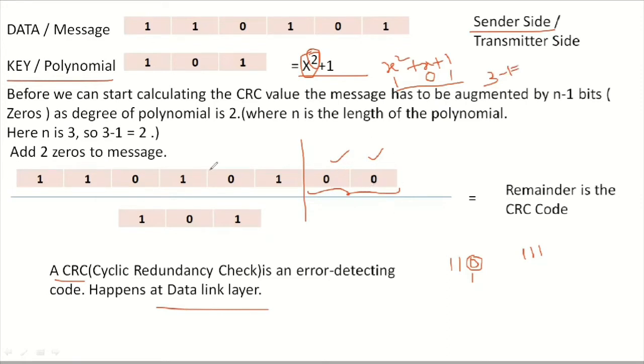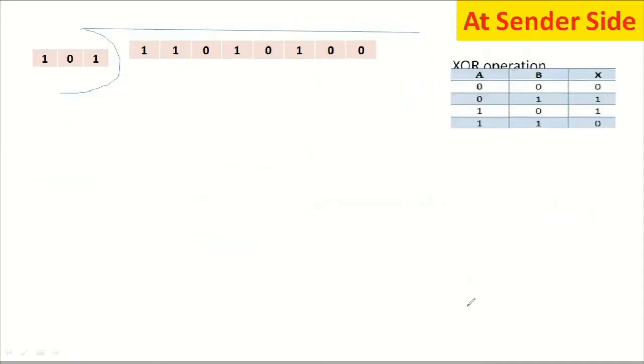Now this entire data, we'll divide it with 101. And the remainder that we get is nothing but the CRC. Let me show you this with an example. So let us consider this example. This is the original data and we have augmented these 2 zero bits over here. This polynomial division is based on the XOR operation. When the 2 bits are 0, the result will be 0. When there is 0 and 1, the result will be 1. If there is 1 and 0, then it will be 1. And 1 and 1, it will be 0. Based on this XOR operation, we will be dividing.